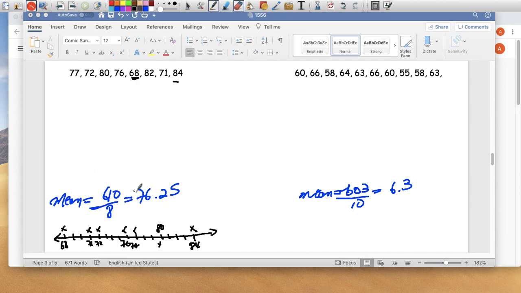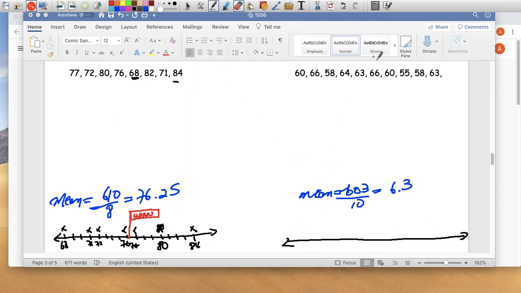And what I told them was, imagine I went in here and put a flag right here on the mean. That represents the mean, 76.25. And I'll call it mean. And I want you to look at how far everybody is away from that flag. I want you to think about how close they are to the flag or how far they are from that flag. Okay, and I'm going to do the same thing on this side.